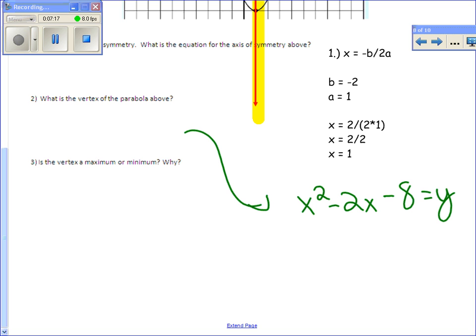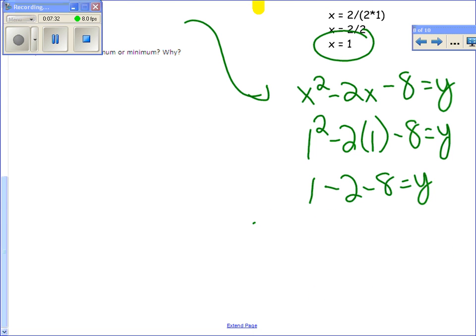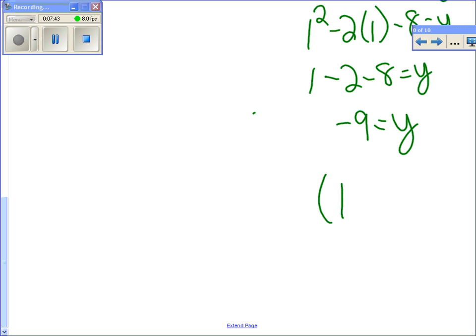And all I'm going to do is take my answer here and plug it in. So it's going to become 1 squared minus 2 times 1 minus 8, and I'm going to see what my y value becomes. So 1 squared is just 1, minus 2, minus 8. And then I'm just going to do the computation from left to right. So 1 minus 2 is negative 1, minus 8 is negative 9. So my vertex is the point 1, negative 9.